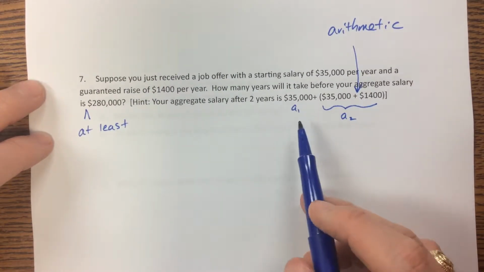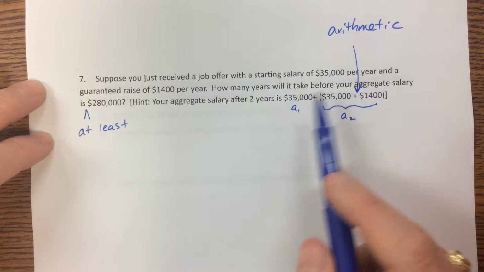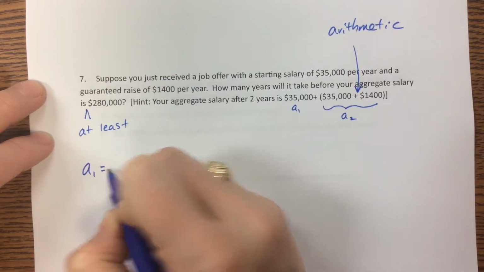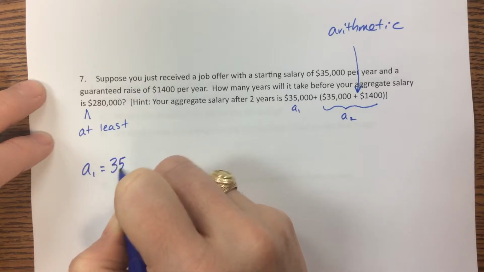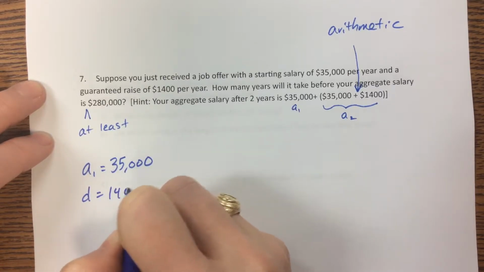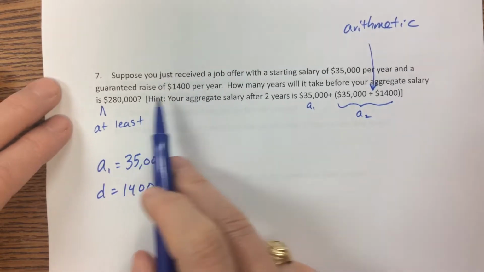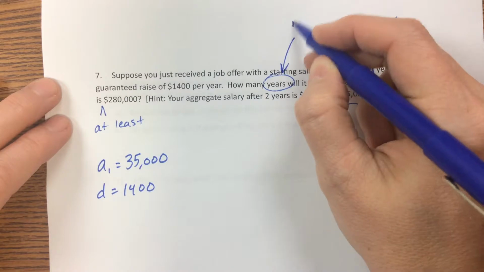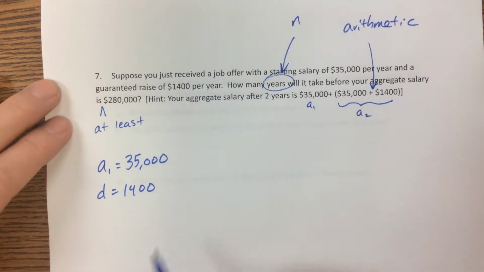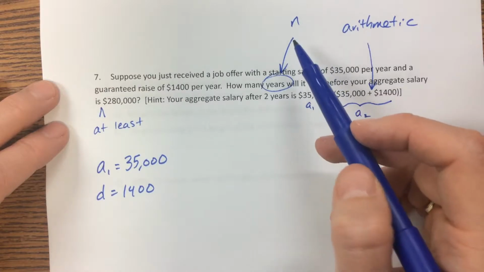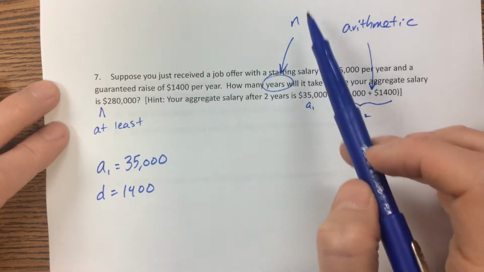So notice there we found A sub 1. We have the A sub 2 is that A sub 1 plus the common difference. So A sub 1 is 35,000. D is 1,400. Okay, so we need to figure out how many years. When they say how many years, that's our n value. And since this is a sequence in series, n will always be a whole number. Actually, it'll always be a positive integer, to be more precise.